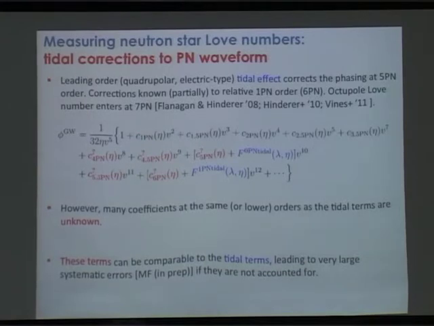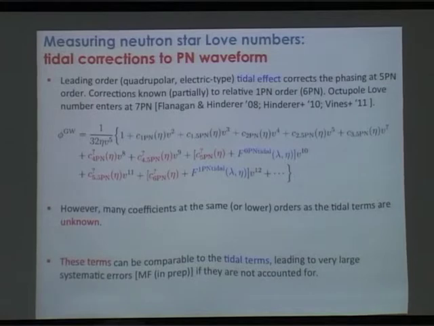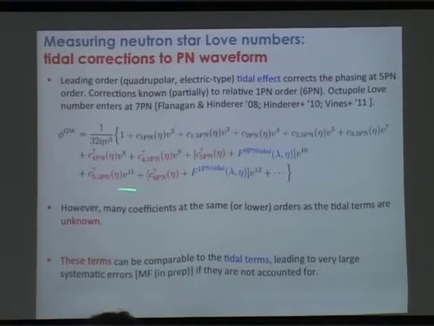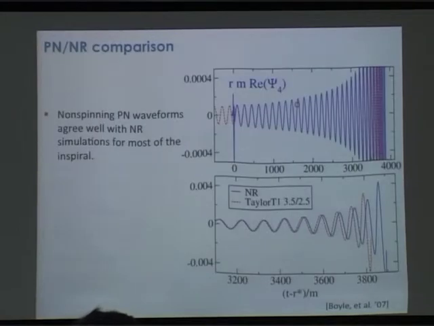So if we're trying to measure this tidal effect, we're essentially trying to measure this piece of this coefficient, but we don't know all these other pieces of this series. That introduces some sort of systematic error when we try to use post-Newtonian theory to estimate this Love number. So if I have time, I'll talk a little bit more about that later.